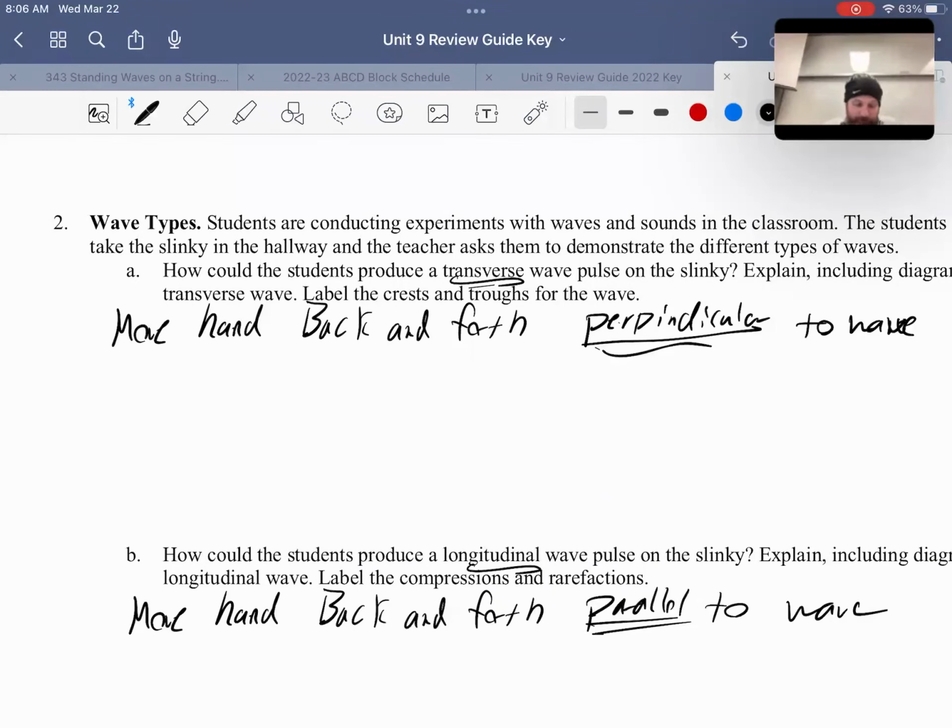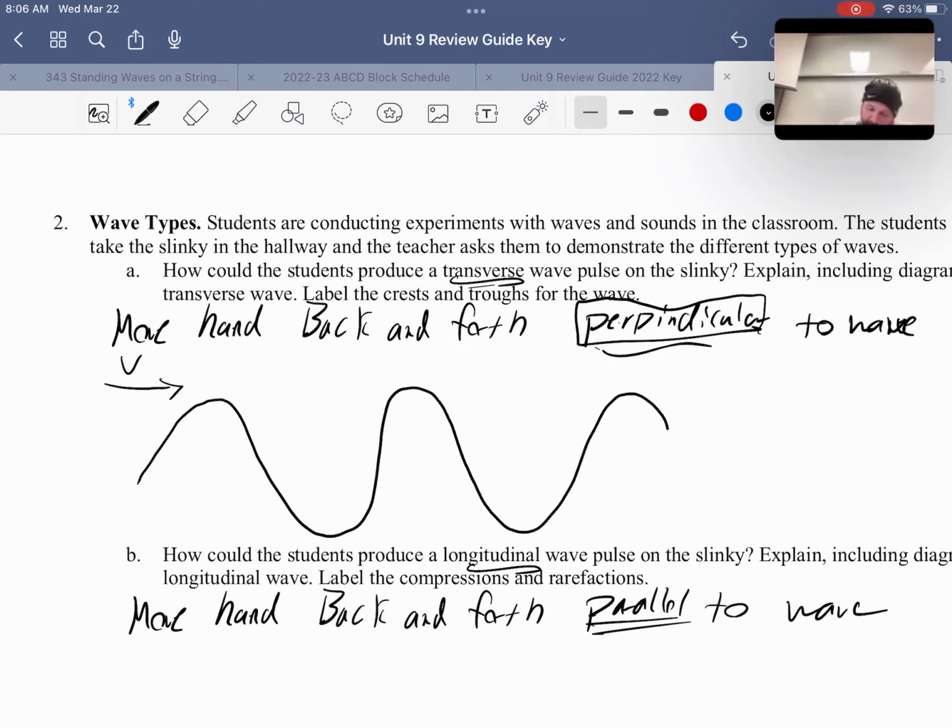All right, so for the transverse wave, we're going to move it perpendicular to the wave motion. So if the wave's velocity is this way, then we're going to go up and down, up and down, kind of back and forth. That's a terrible one there, right? Again, the wave's moving to the right on the page here, but the actual motion is going to go up and down, perpendicular to these two things here, all right?